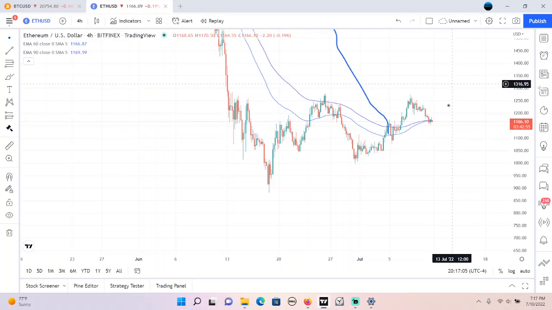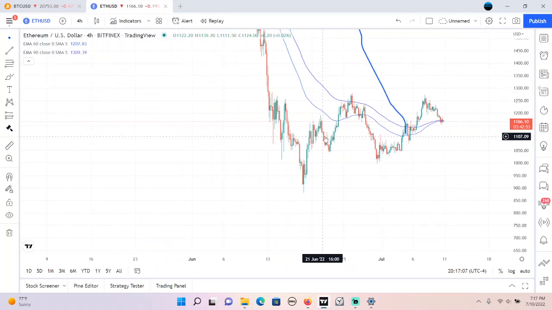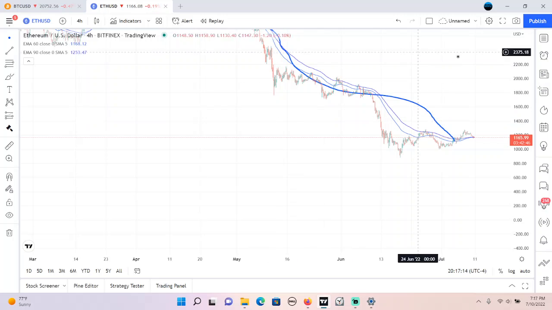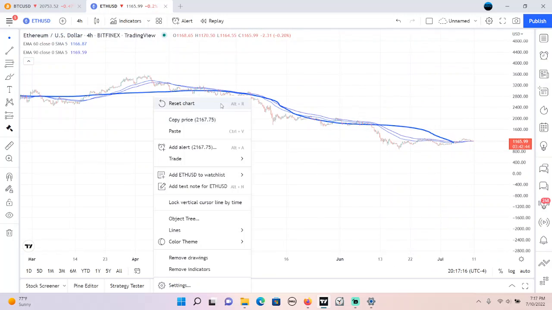Here we see a squeeze, a potential crossover, potential bullish. If the 60 crosses above the 90, that could be a bullish indicator.